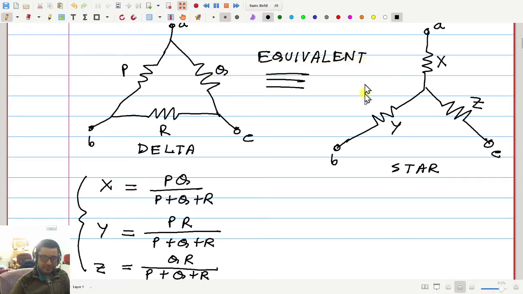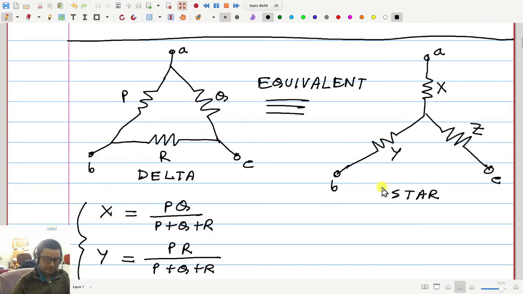It means potentials of each point are the same. Absolutely right. It means that in any circuit, if you have these three resistances connected like this, and you replace them with these three resistances in that circuit, then the remaining portion of that bigger circuit will remain unaltered, unchanged. That is one way of saying that.